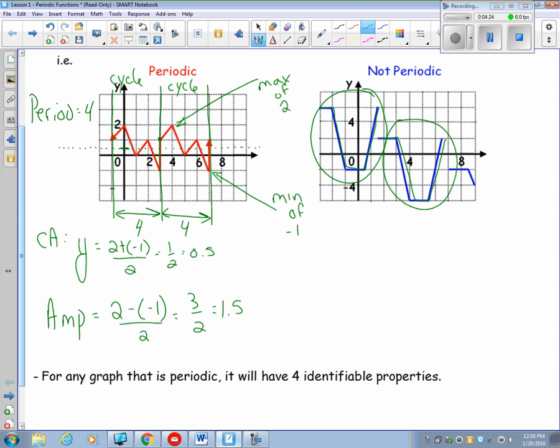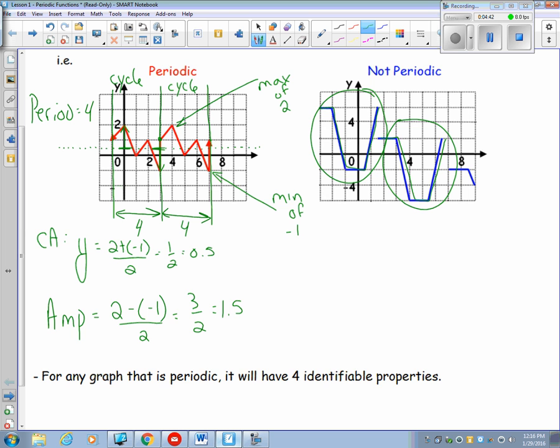So if I find an average spot, there's the central axis, this distance here is 1.5. Right here, central axis, this distance here is 1.5. The furthest I ever get from average is 1.5. And those are our 4 properties. As long as it's periodic, we can find those every time.